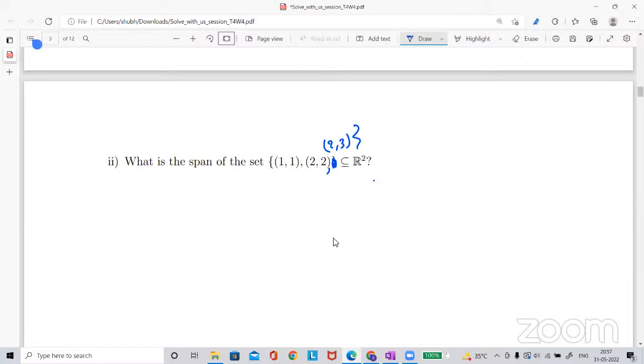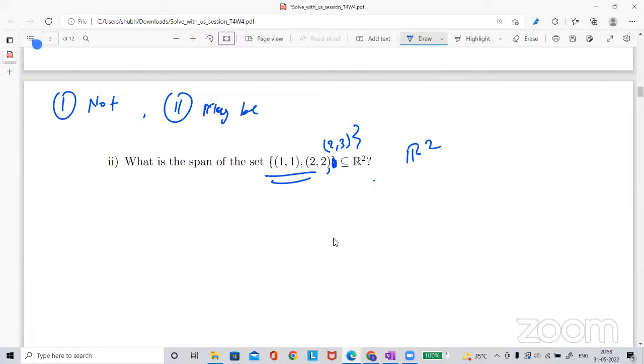Let's take a linear combination. I will go with the two ways, because you may have confusion with the one way. The first way is to assume that the span of this set is R2, and the other is to assume the span of this set is not the whole R2. One is that it is not, and the second is maybe.